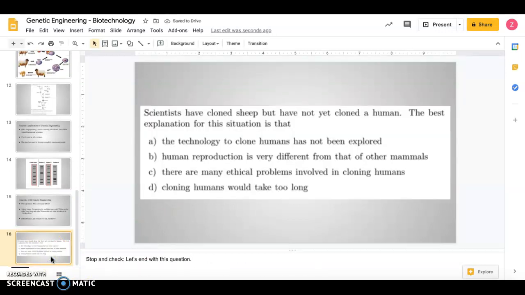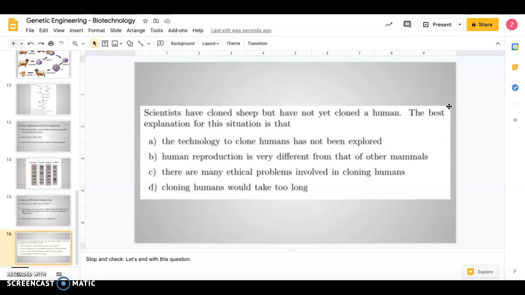Now, let's end this lesson with this question. Scientists have cloned sheep, but have not yet cloned a human. The best explanation for this situation is that A, the technology to clone humans has not been explored. B, human reproduction is very different from that of other mammals. C, there are many ethical problems involved in cloning humans. Or D, cloning humans would take too long. And remember, this is one of those questions where you should pick the best explanation.